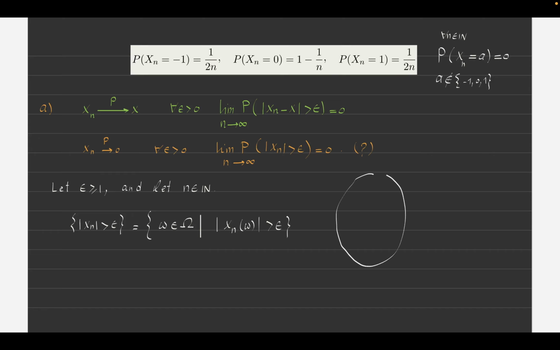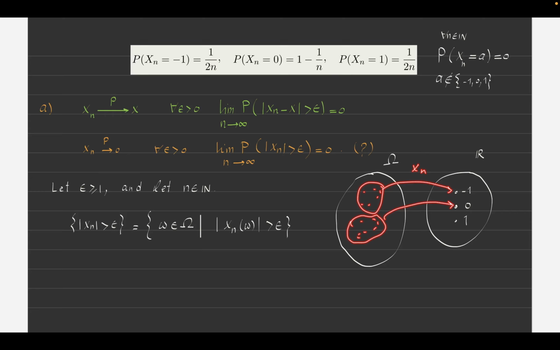So let us say that here this is the sample space omega, and here we have the set of all possible real numbers. Three of them are important for us. One of them is the number -1, the other one is 0, and the other one is 1. There might be some points here that are assigned to -1 by the random variable x sub n. There are other points maybe that are assigned to 0, and there are some other points that are assigned to 1. So let us draw something here for you.